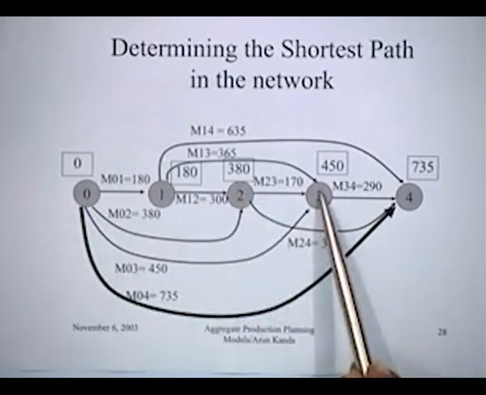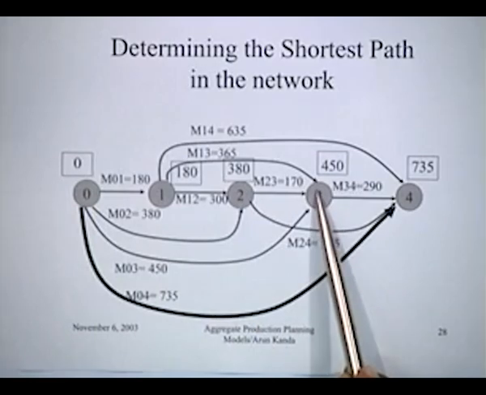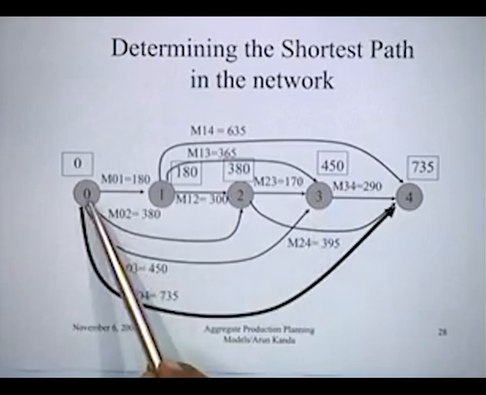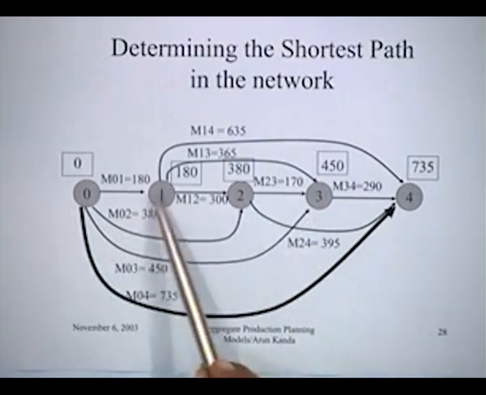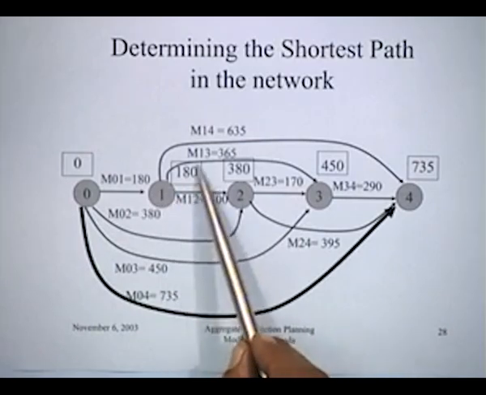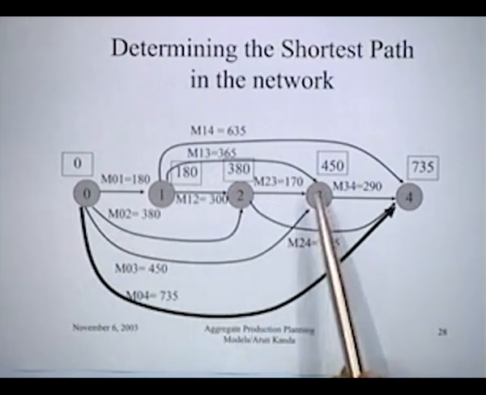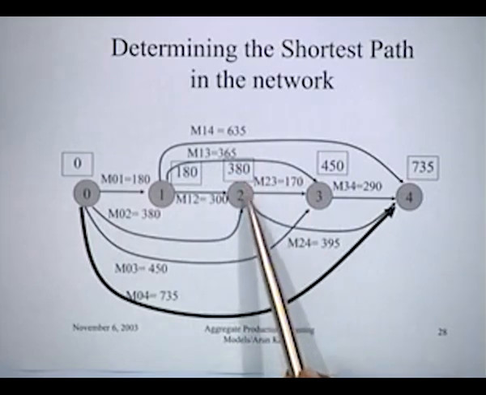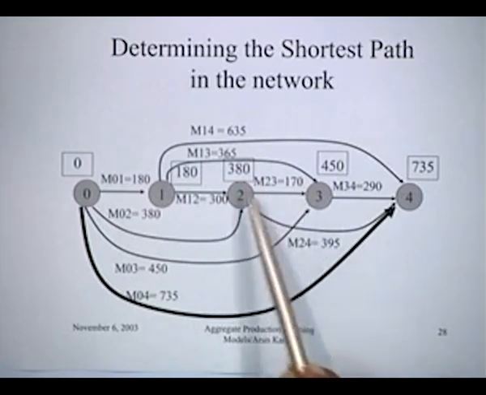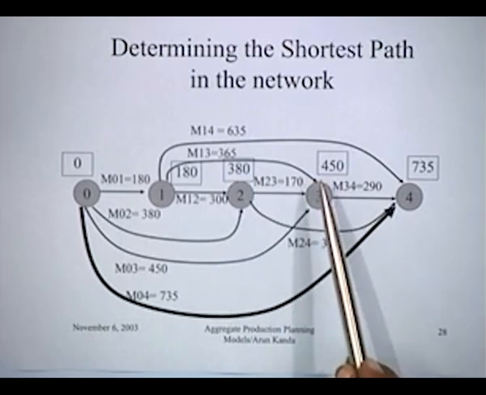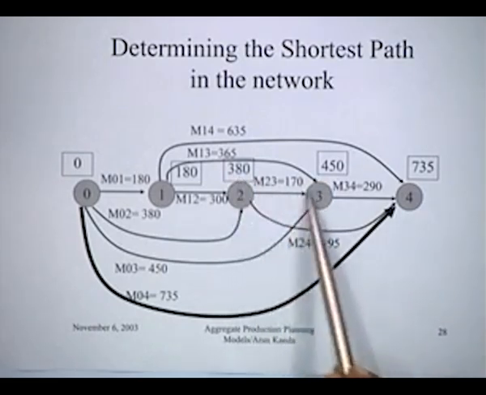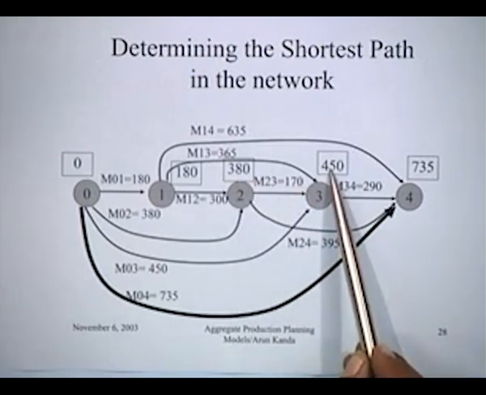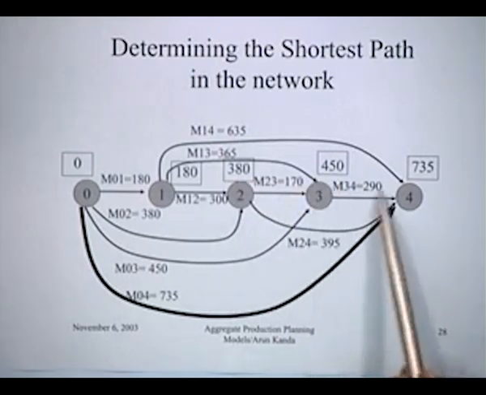And when you come to node 3, there are 3 possible arcs culminating in node 3. Which are these arcs? You can have 0, 3, which is of length 450, or you can have up to 1, which is 180 plus 365, or from 2 you can have 380 plus 170. And the smallest value that you can get from this particular case, in fact in this case there is a tie between these two values, you get 450.